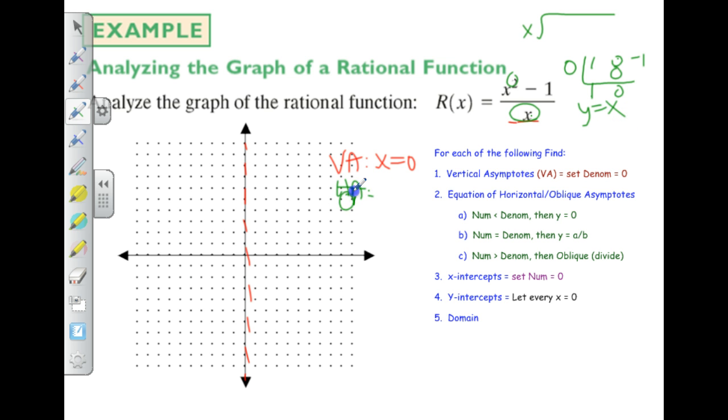Well, it's not even really horizontal. It's oblique because the degree of the numerator was greater than the degree of the denominator, so I just did a quick division. So that says start at 0 and rise 1 and run 1. To find an x-intercept, set the numerator equal to 0.